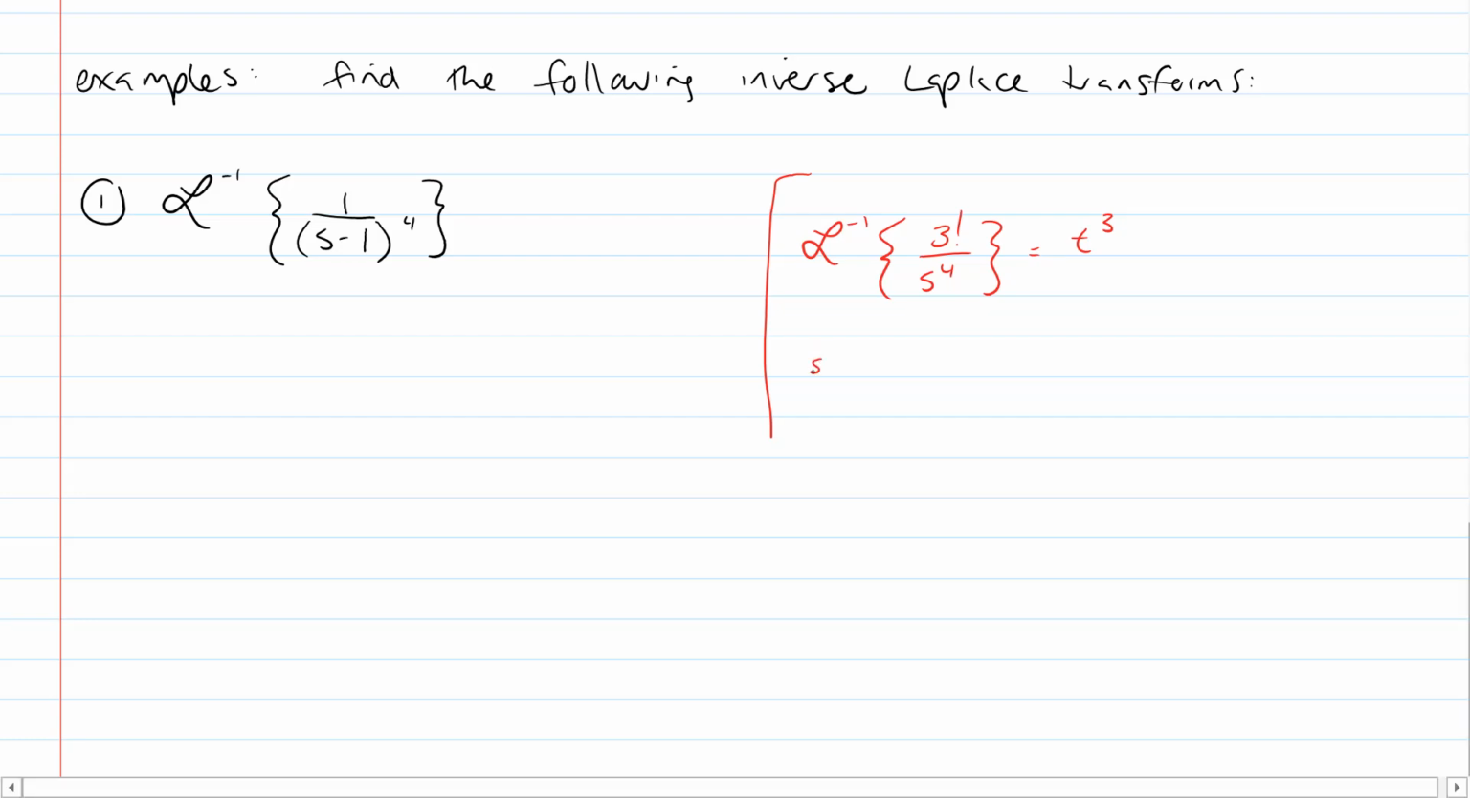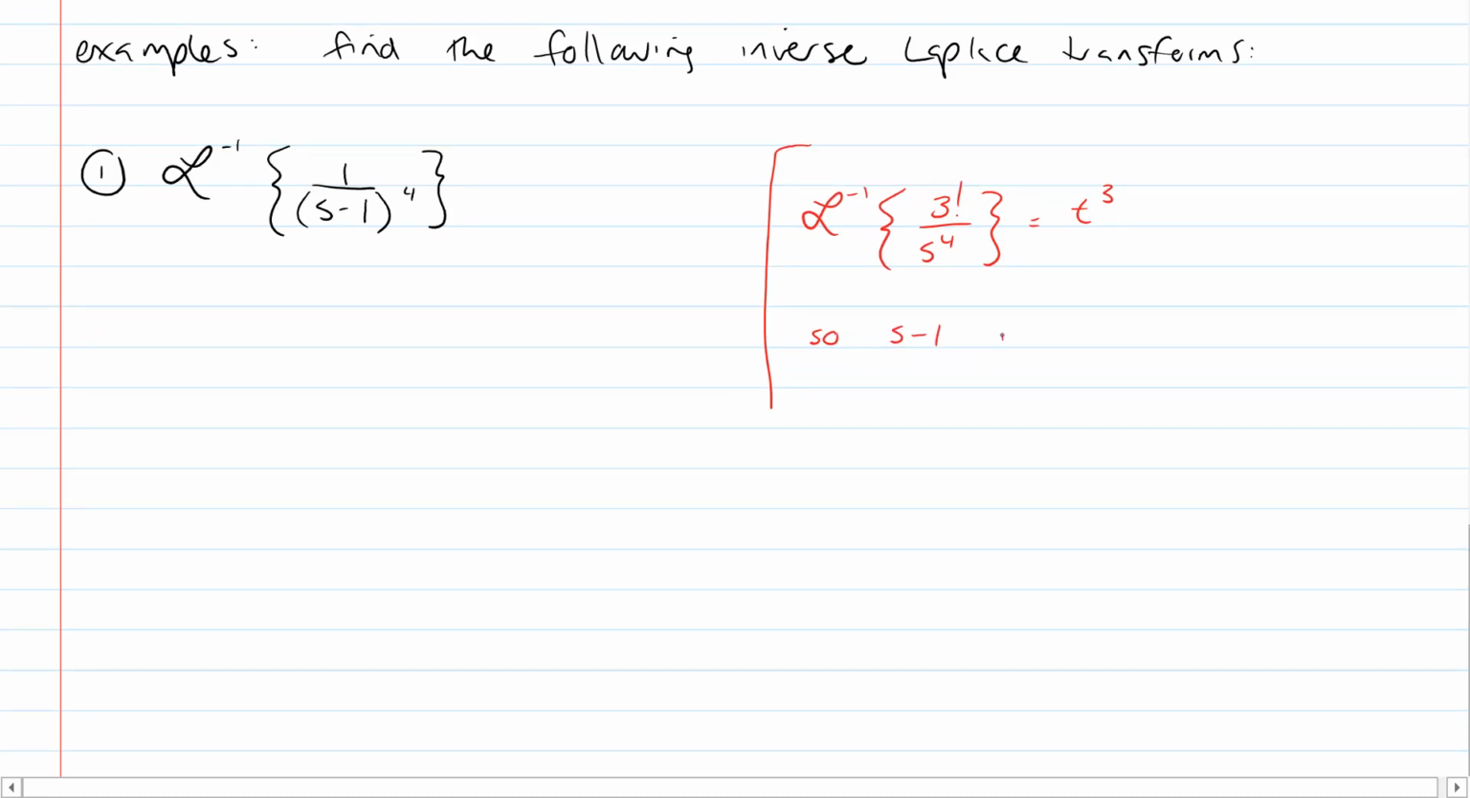Essentially, our s minus 1 is a shift of s minus a, and we will multiply by a factor of e to the at. In this instance, a is 1, so we just get e to the t.